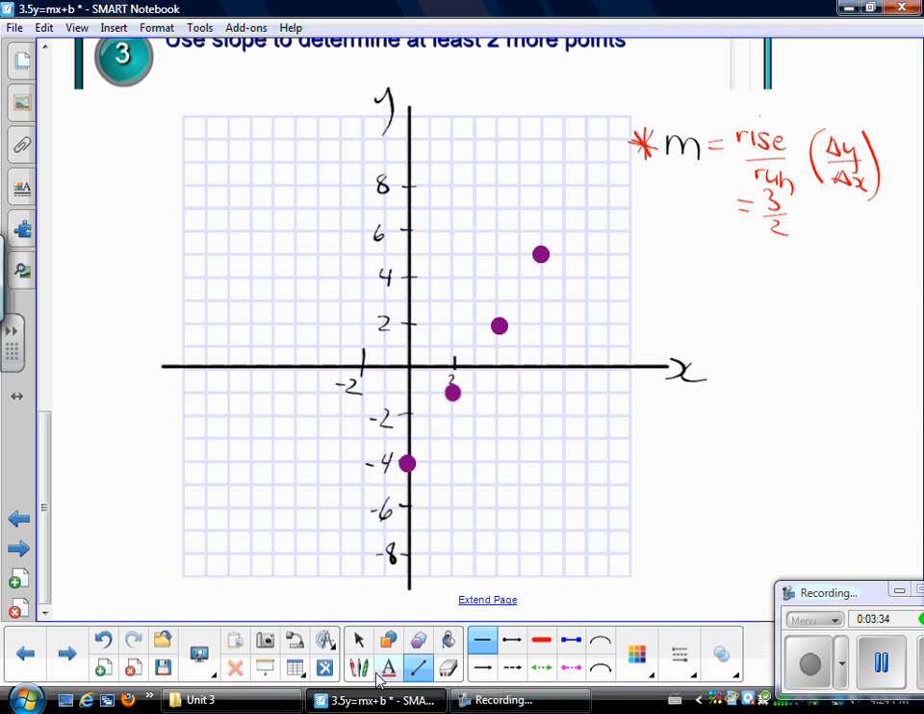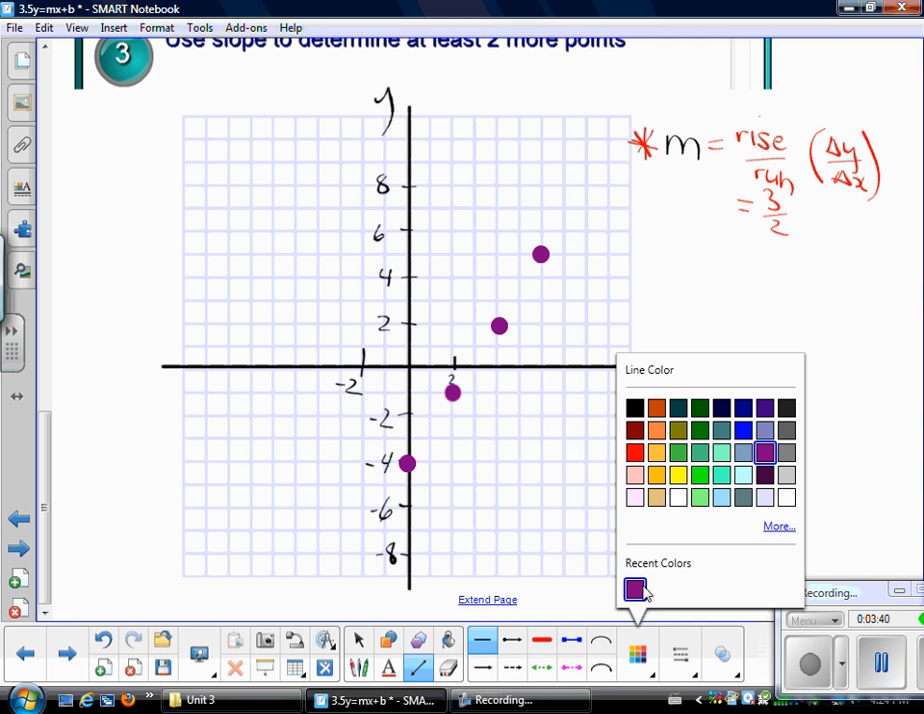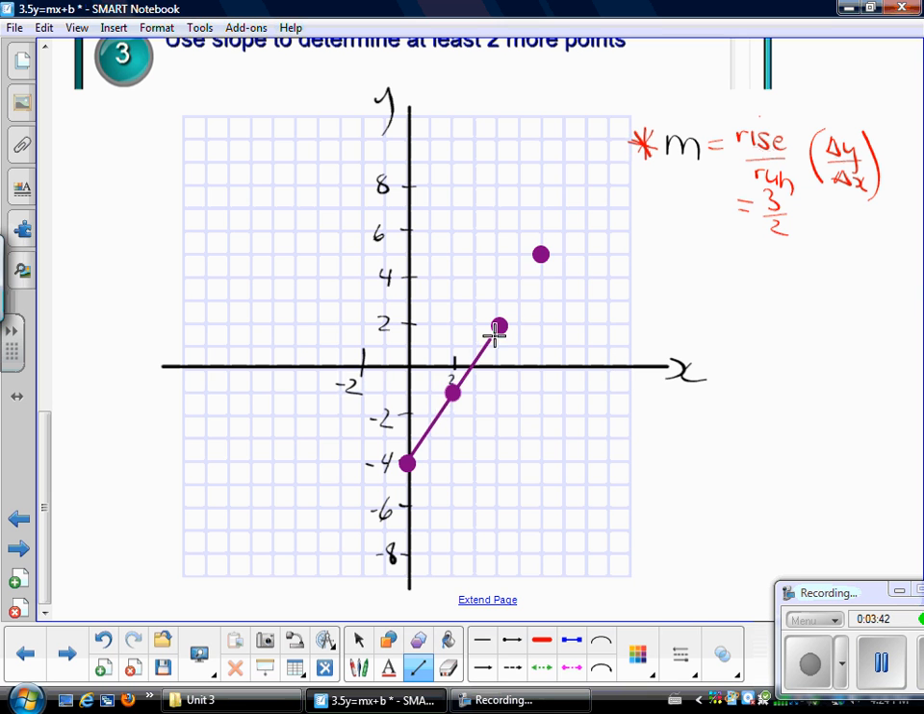Now I need to join them together, and I will join them with purple as well. I don't want to just join them like this. What I want to do is extend my line to include all of the points plus the points that I didn't draw. So we're going to extend our line like this, and we're going to put arrows because it goes on to infinity in both directions. We just didn't choose those points.